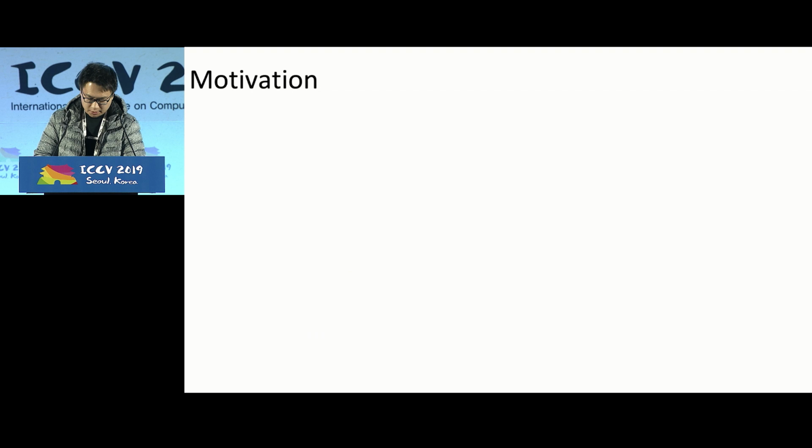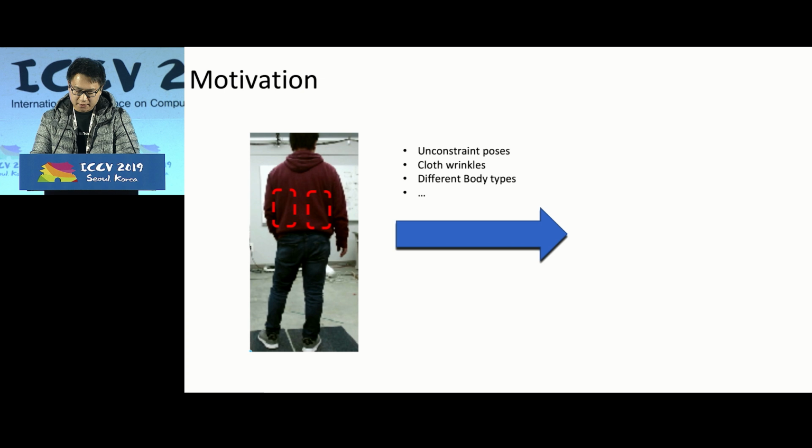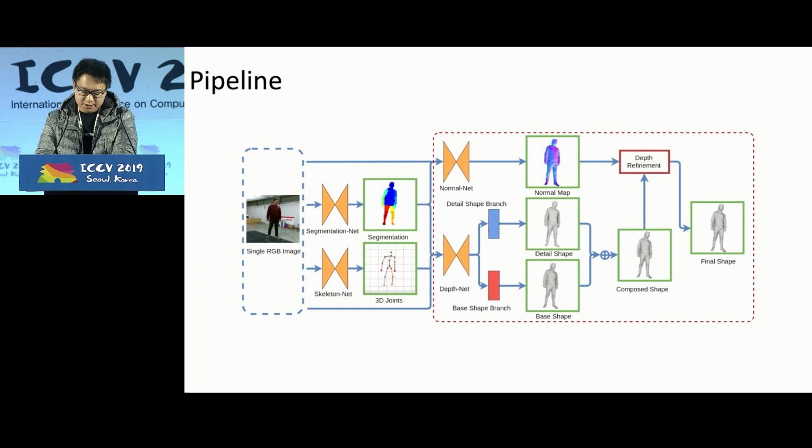So here is our motivation. Let's take a look at this picture. Given a single RGB image, we want to estimate the depth of the human body. And if we want to faithfully recover the 3D information only from this image, we need to handle different poses and body types, and also the geometric details like cloth wrinkles. To this end, we propose a novel framework, and here's our pipeline.